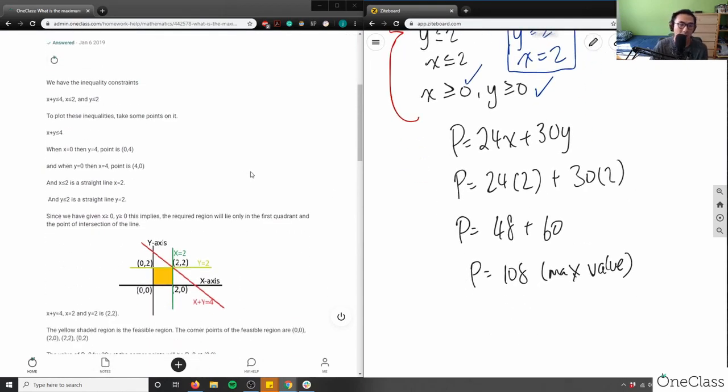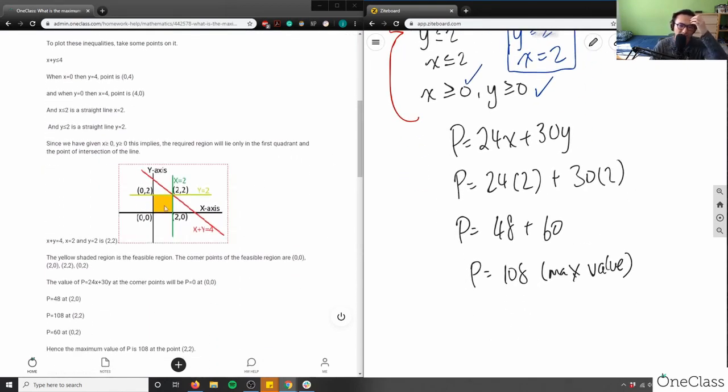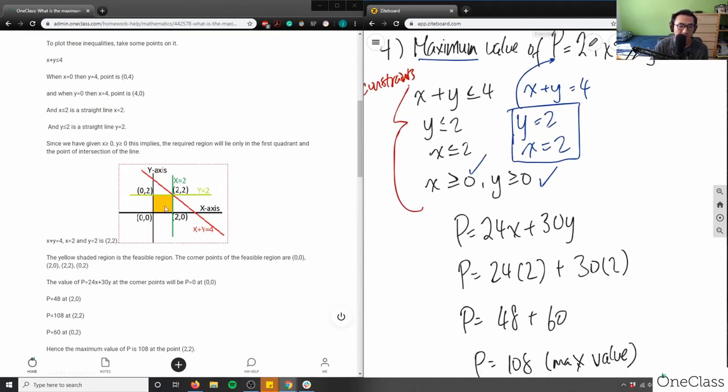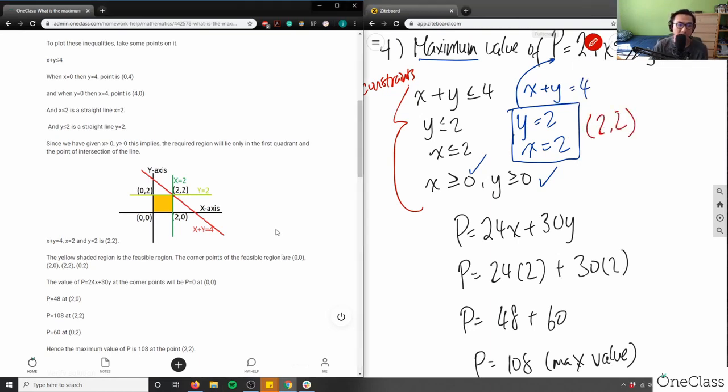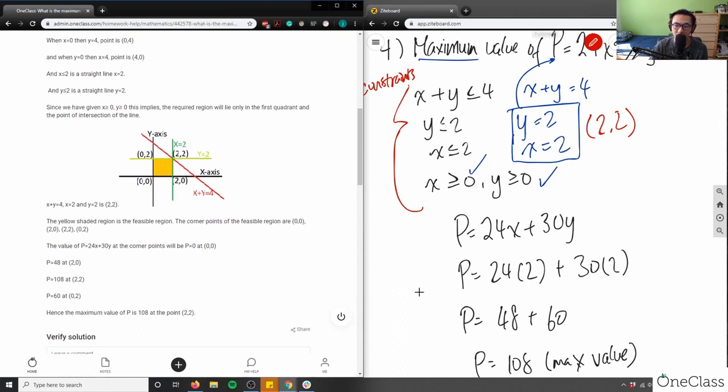I actually really like this graph, because they're showing the line x plus y equals 4, and then showing at what point the maximum value occurs. If x equals 2 and y equals 2, it's at the point (2, 2), which is my maximum point for both of them. Instead of writing x equals 2, y equals 2, they wrote (2, 2) as their point, because that's what it represents graphically. Then they plugged their point (2, 2) into this equation.